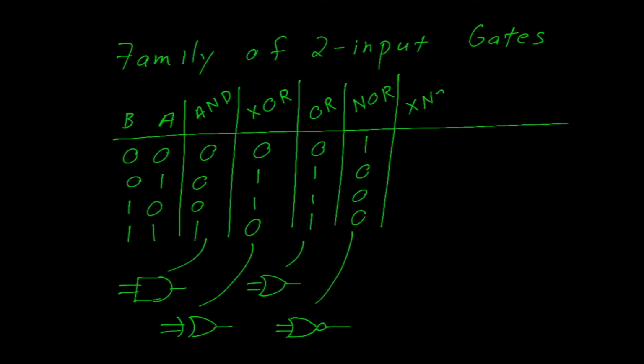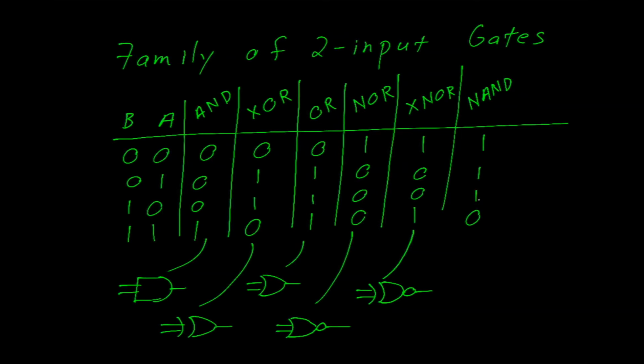Exclusive NOR. So now we're taking our exclusive OR and we're just inverting all of the outputs. So it's 1, 0, 0, 1. We start that symbol by drawing the exclusive OR. Then we add an inversion bubble on the output. The NAND gate is the opposite of the AND gate. That becomes 1, 1, 1, 0. That symbol looks just like the AND gate, except it has an inversion bubble on the output.